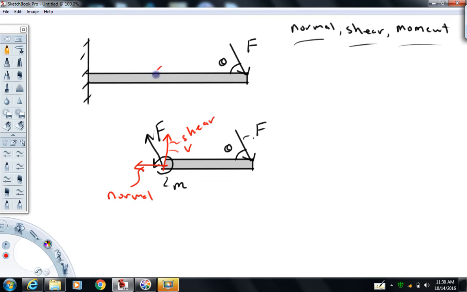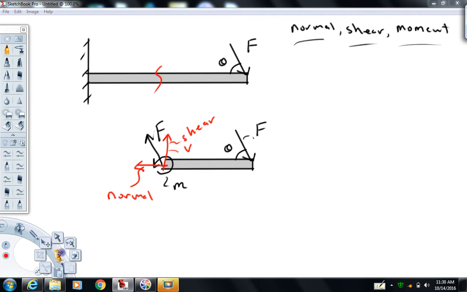You find them by just cutting the structure at whatever location you want to find the internal shear, normals, and bending moments, and then drawing a free body of either the left or right-hand side of the structure. There's a sign convention that goes with this that I'd like to discuss before I end the video.